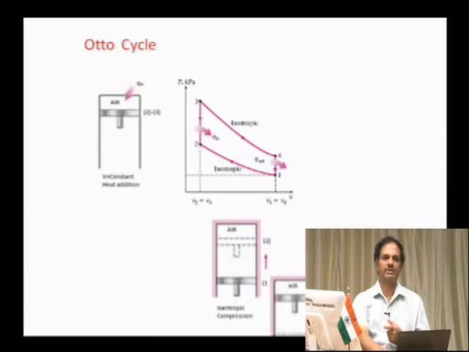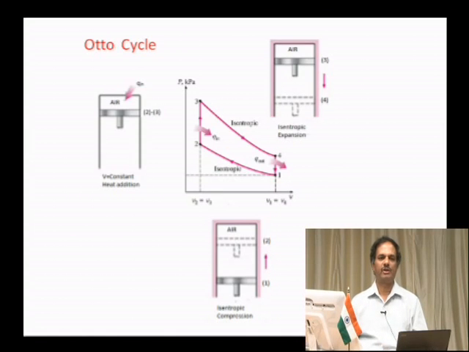Then the next process is the isentropic expansion. After the fuel is burnt, it will apply pressure on the piston. The piston moves down from TDC to BDC. Work is done on the piston. Therefore, this is known as the expansion process, or it is also called the power stroke. Power is produced during this process. So, it is an isentropic expansion process.